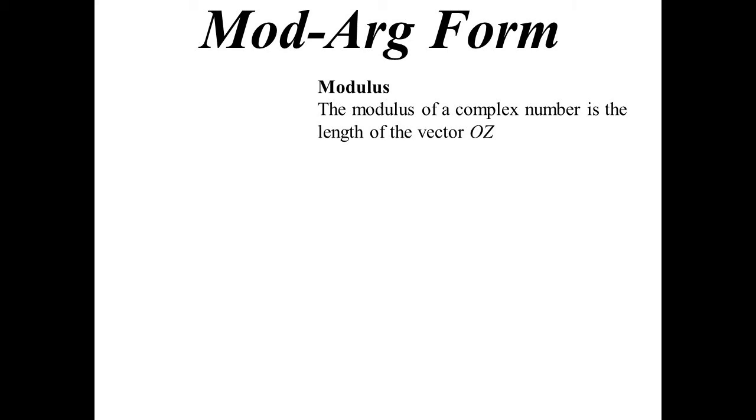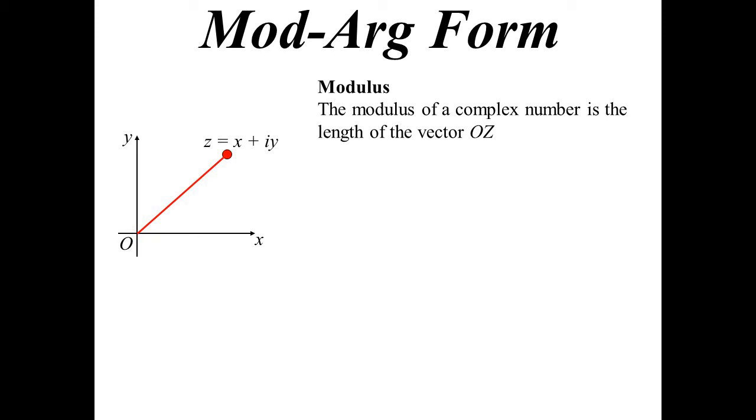Mod-Arg Form is what we're going to look at here. So modulus is basically the length of the vector. Well, let's plot a point in. There's a complex number, x plus iy, and we saw yesterday that we could plot every complex number in a unique position. But if we create a position vector by joining it up to the origin, then we can talk about our complex number in another way.